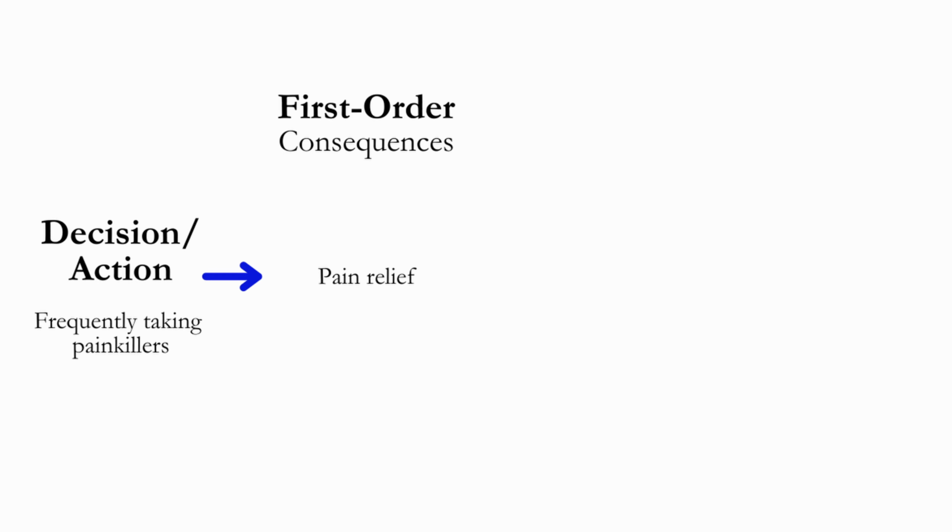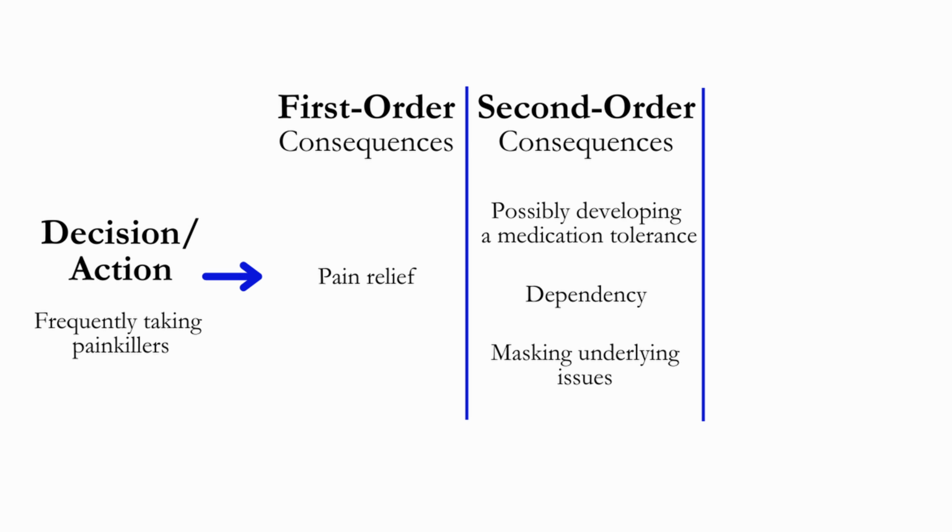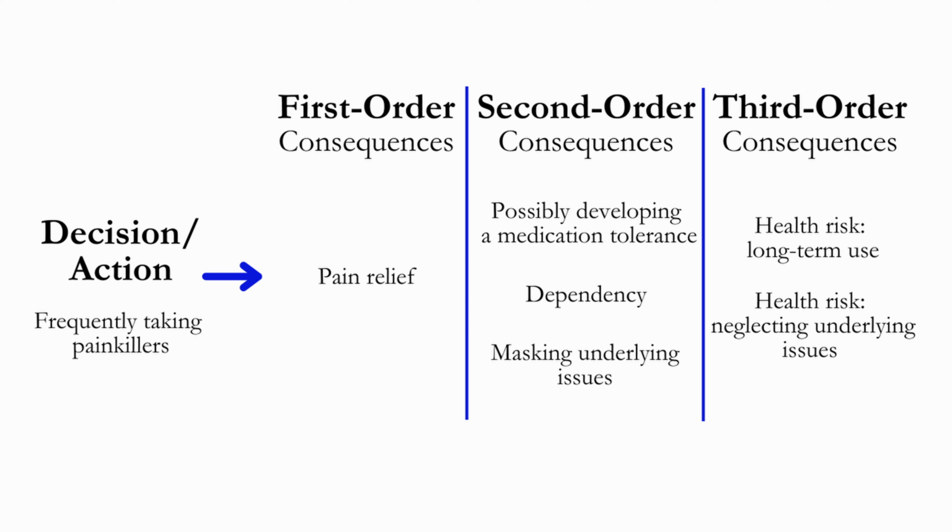Our decision or action is frequently taking painkillers for temporary pain relief, for example for headaches. The first-order consequence is that the pain, or in this example the headache, is relieved and we feel better. The second-order consequences are that first we possibly develop a medication tolerance. That means that we need a higher dose for the same pain relief. We could develop, secondly, a dependency on those painkillers. And thirdly, it can mask underlying issues. Possible third-order consequences could include health risks through long-term use, because frequently taking painkillers can cause damage to organs, and also health risks by neglecting underlying issues.